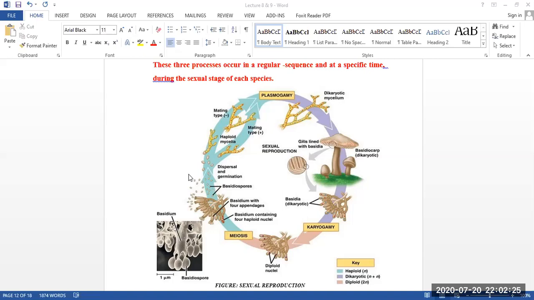Some basidiospores can be female and some can be male. Whenever they can, they go through plasmogamy again, then karyogamy and the meiosis process, and this cycle continues. So that is the sexual reproduction of fungus and asexual reproduction of fungus.